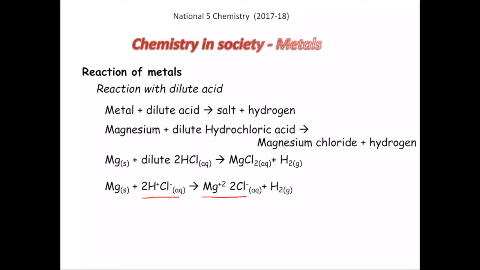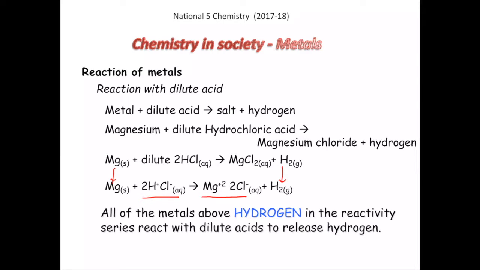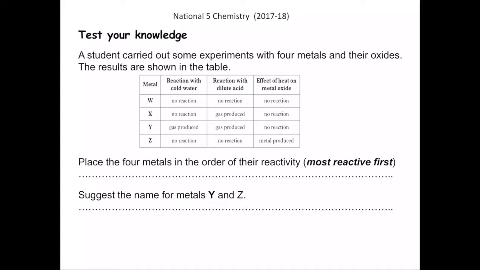Now in these equations, remember that magnesium and hydrogen are termed spectator ions because they remain in the same state in the reactant and the product state. So all the metals above hydrogen in the reactivity series react with dilute acids to release hydrogen.